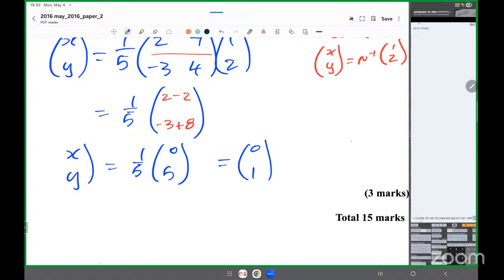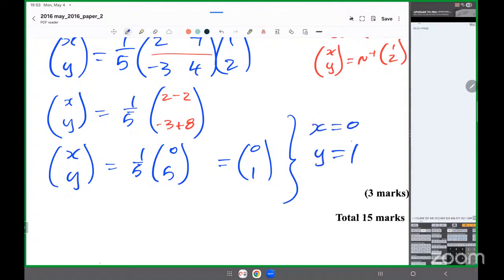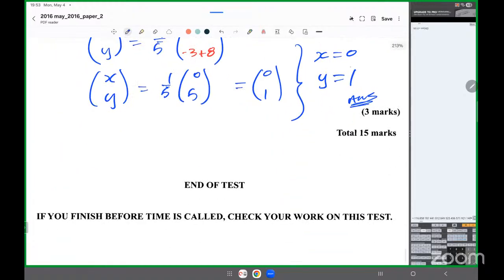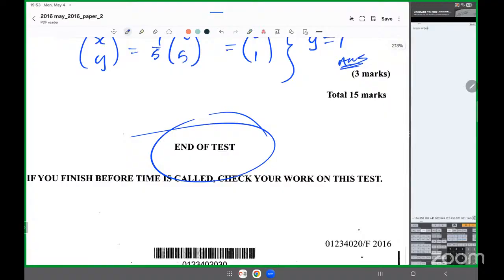Your xy is 0, 1. So from this, you draw the conclusion: x is equal to 0, y is equal to 1. And this is your answer right here. End of this test. And that is that.